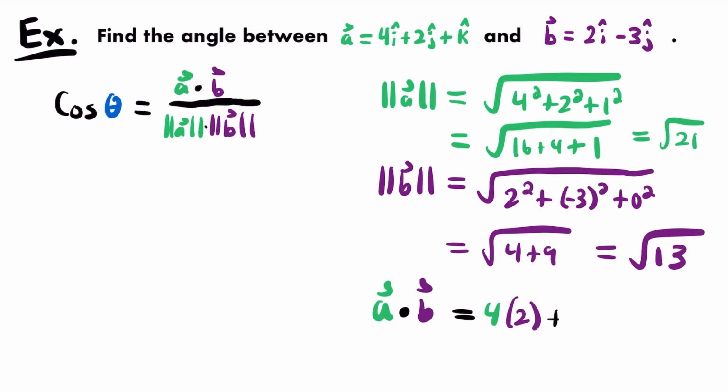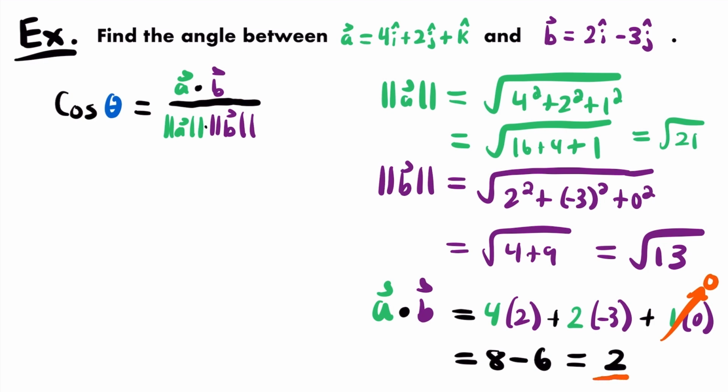Then we'll add that to the product of the y components. So we have 2 and negative 3, right? So we'll have 2 times negative 3. And then we'll add that to the product of the z components, which are 1 and 0. So that's just going to be 0, but I'll write it out anyway. We'll have 1 times 0. Like I said, that's just going to become 0, so I'm not even going to worry about that. 4 times 2 is 8, and 2 times negative 3 is negative 6, so this is equal to 8 minus 6, which is equal to 2. And so 2 is the dot product of A and B.